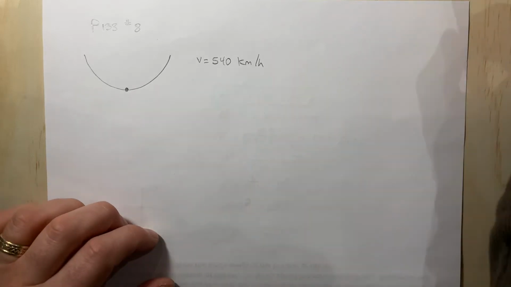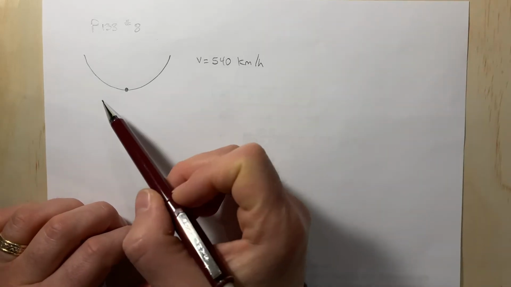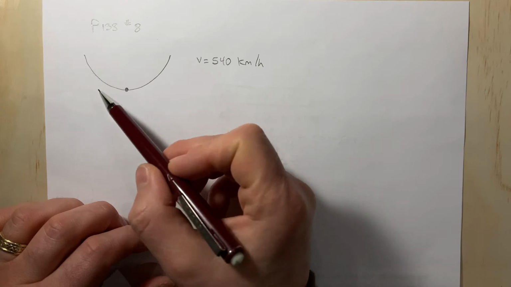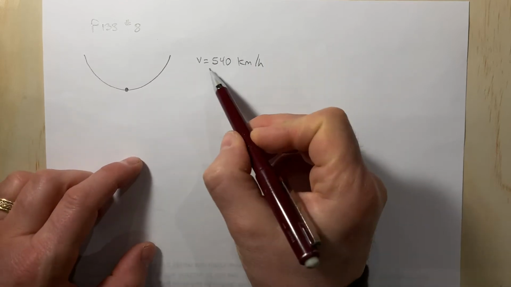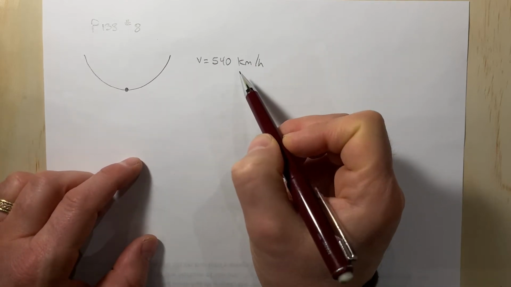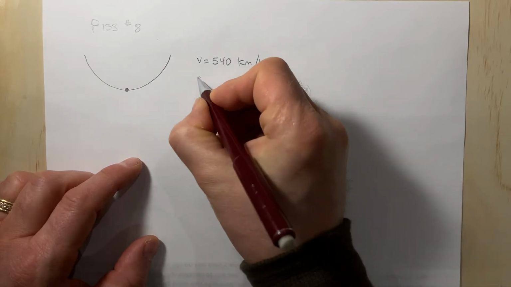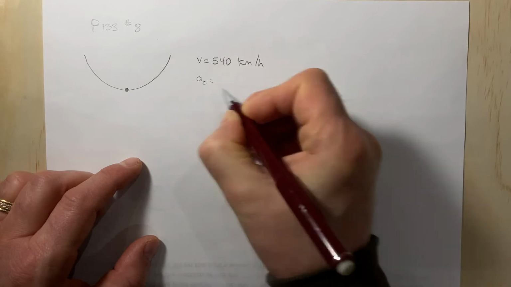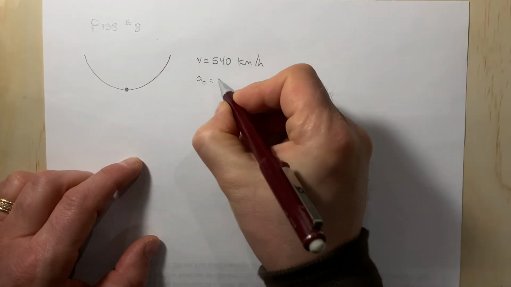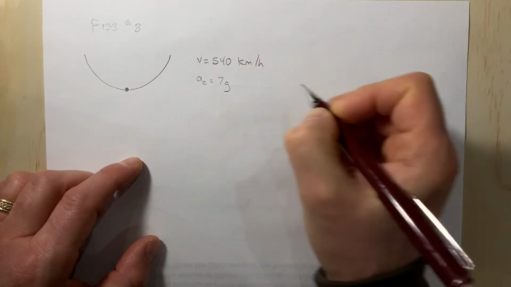So page 133, number 8, we've got this pilot flying a stunt plane pulling out of a dive at a constant speed of 540 kilometers per hour. What's the minimum radius for the acceleration? Remember, this is going to be centripetal acceleration, is not to exceed 7g.